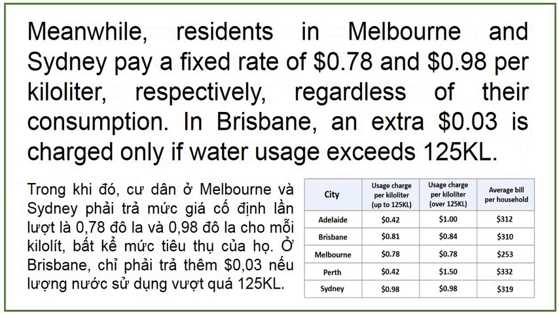Meanwhile, residents in Melbourne and Sydney pay a fixed rate of 78 cents and 98 cents per kiloliter, respectively, regardless of their consumption. In Brisbane, an extra 3 cents is charged only if water usage exceeds 125 kiloliters.